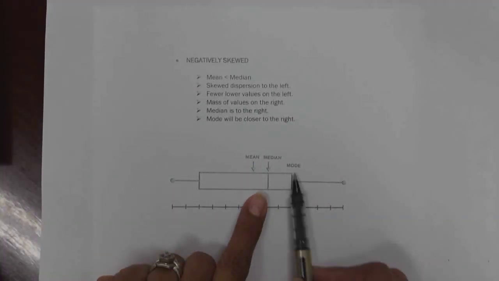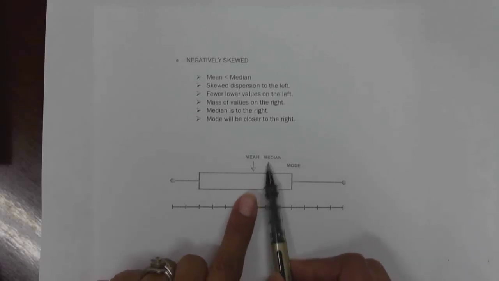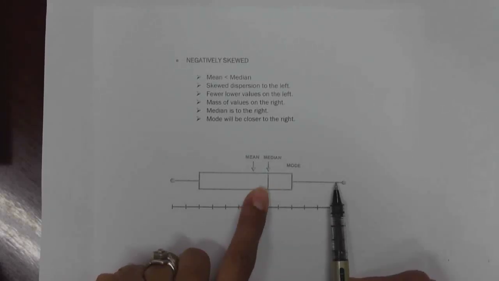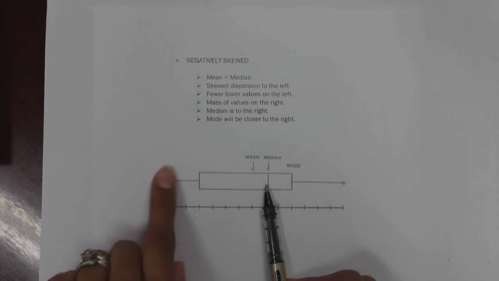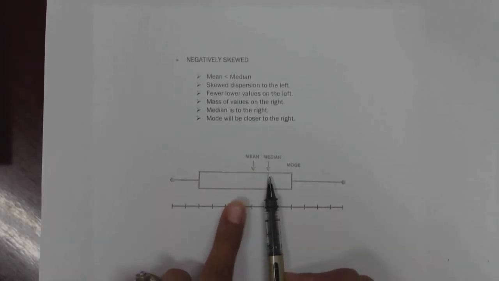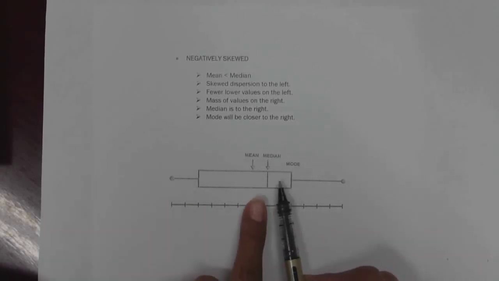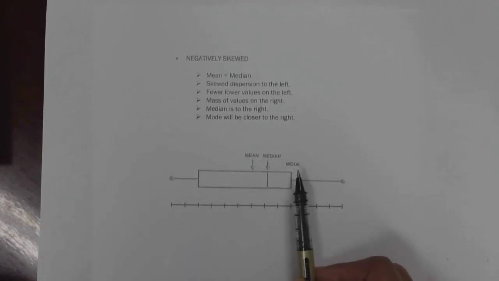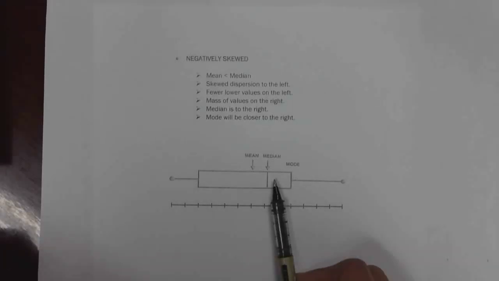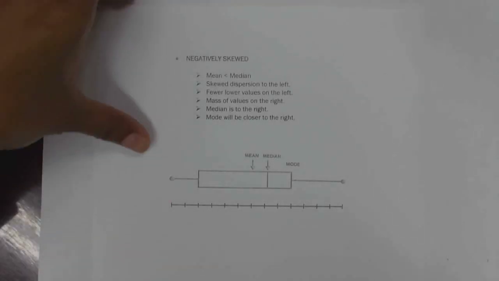And this section is more the dense section. And that's 50% is higher. So the mass of the values are on the right, and there are fewer values on the left, which means fewer values are below 50%, more values are above 50%. The median is to the right, and the mode will be closer to the right.